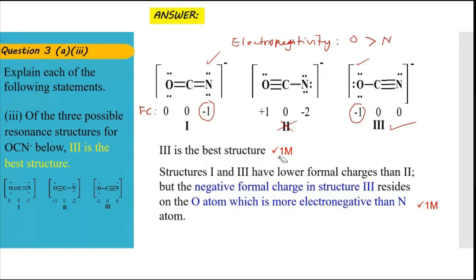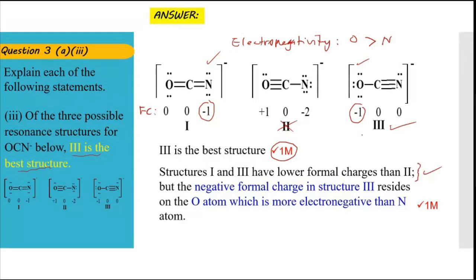Actually, I don't think this one got marked because it's stated already that 3 is the best structure. Structures 1 and 3 have lower formal charges than 2. As what I said, this is high. So between 1 and 3, the negative formal charge in structure 3 resides on the O atom, which is more electronegative than the N atom. I don't think this is given marks. This shouldn't be given marks because it's already in the question. 3 is the best structure. I think somewhere it goes wrong. By right it should be saying which has lower. I think it should be this one.